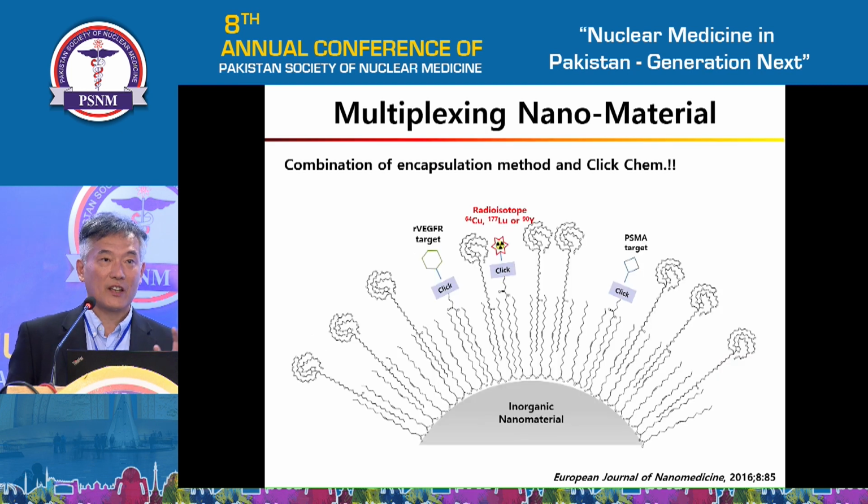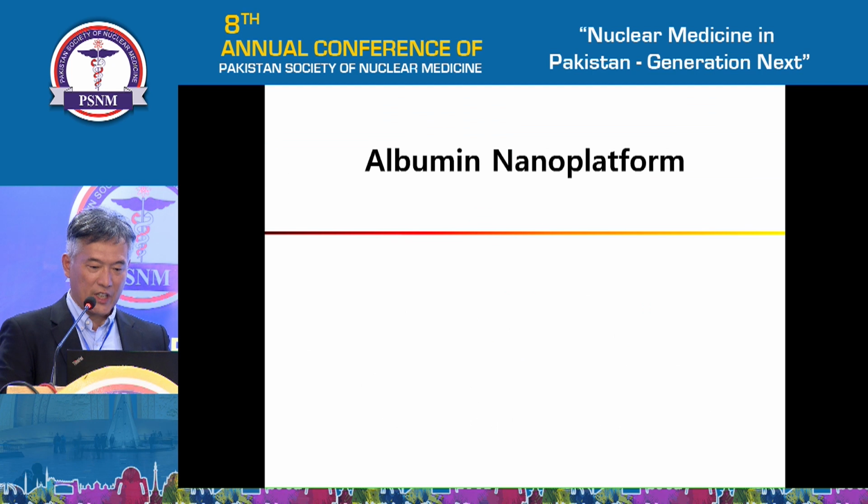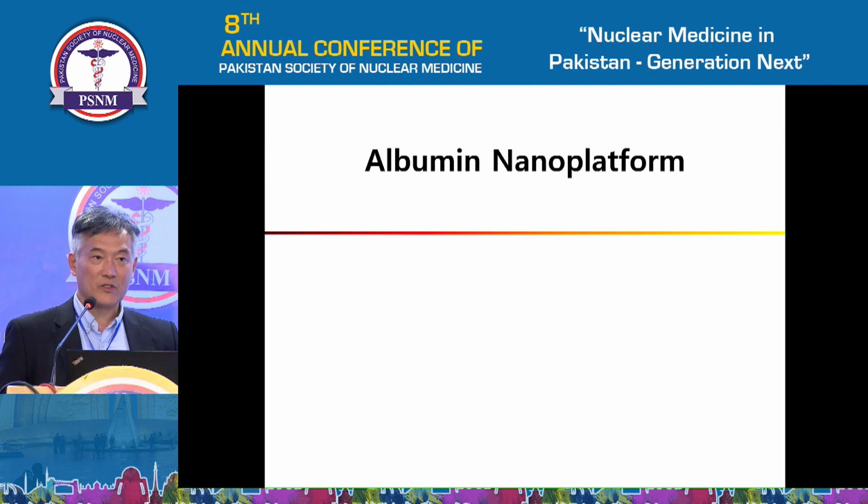Sometimes we can apply different kinds of radioisotopes, such as copper and lutetium. We can doubly label one nanoparticle like that. And for all this click chemistry on a nano platform, we focus on a naturally invented nano platform such as albumin.